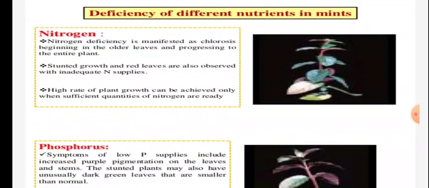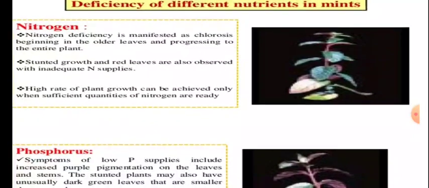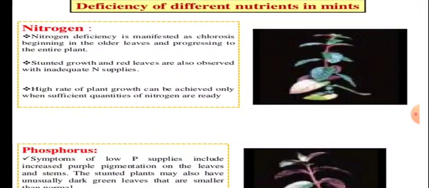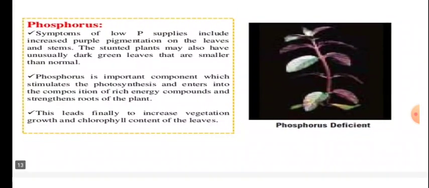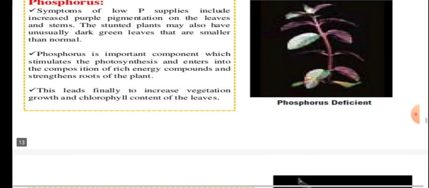So due to deficiency of nitrogen, it causes the chlorosis, that is loss of the chlorophyll. You are observing this leaf, it is not showing green. Then stunted growth is there, and therefore sufficient nitrogen is important. Same thing for phosphorus. It causes increased pigmentation, and usually dark green leaves become smaller if it is less. Then it stimulates the photosynthesis.